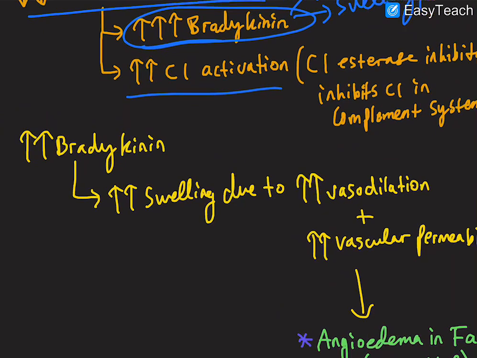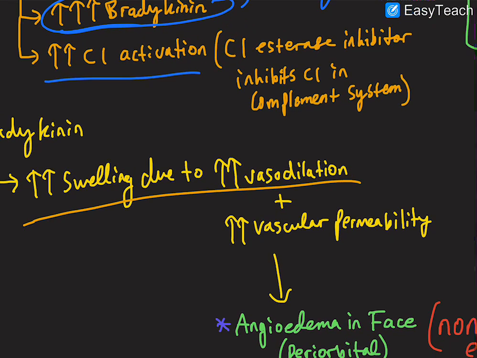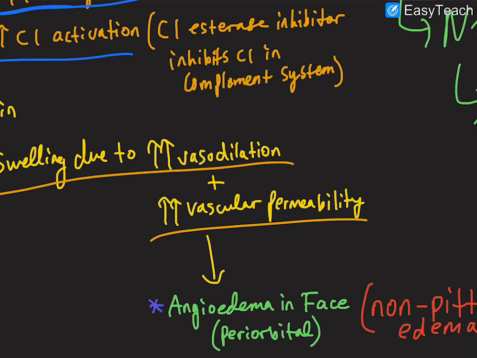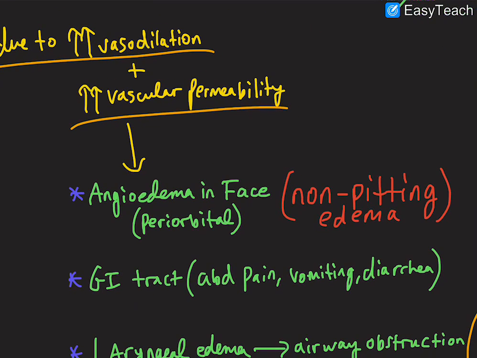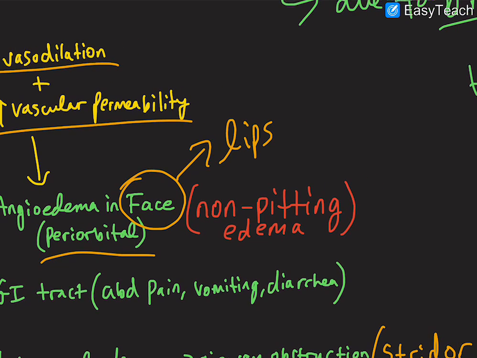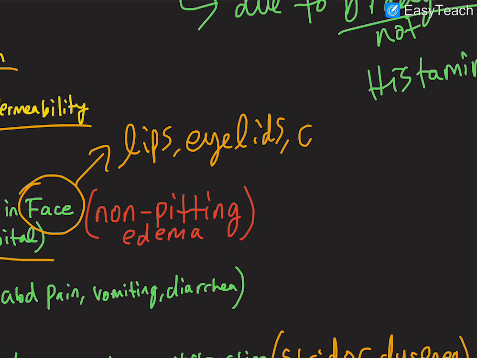Okay, so again, like we talked about, if you're producing a lot of bradykinin, you're going to get a lot of vasodilation and a lot of vascular permeability. And what that's going to lead to is swelling, right? Angioedema. Now, where would you see this angioedema? You would see this in the face, usually in the periorbital region, but you can also see this in the lips, eyelids, even your genitals too, okay? So lips, eyelids, genitals, and your face.